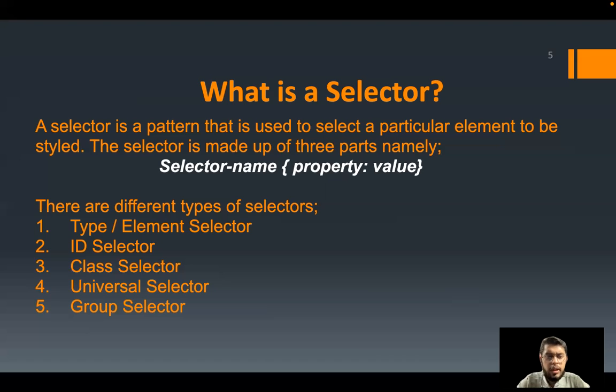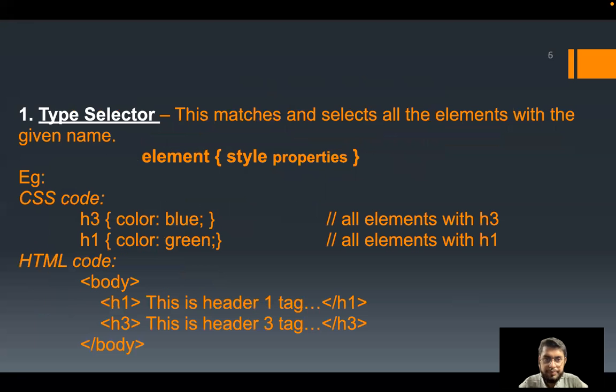Okay, so now let's come to the various types of selectors. First off, we have the type or element selector. Then we have the ID selector, class selector, universal selector, and group selector. Now we'll go and learn about each of them particularly. First of all, we have the type selector. This matches and selects all the elements with the given name. It simply styles whatever name you give.